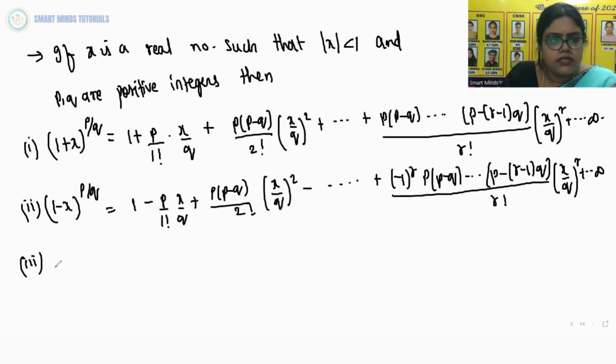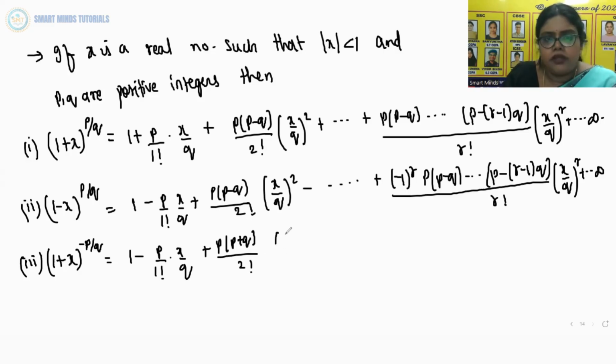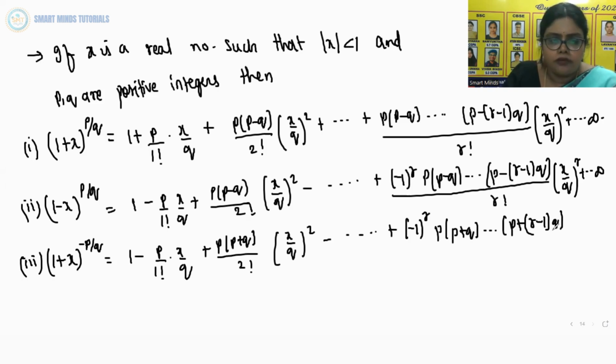Then number 3 is (1 + x)^(-p/q), that is 1 minus p by 1 factorial into x by q plus p into (p plus q) by 2 factorial into (x by q) whole square minus so on up to (-1)^r into p into (p plus q) so on up to (p plus (r minus 1) q) by r factorial into (x by q)^r plus so on up to infinity.